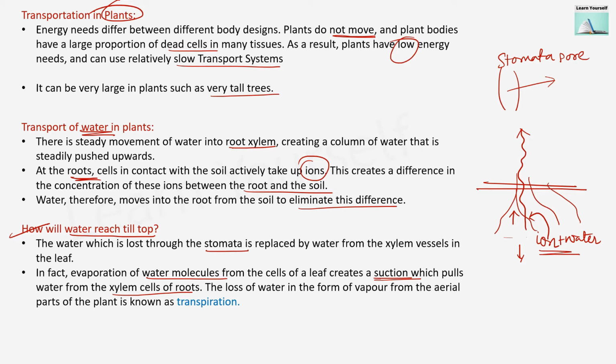So this creates some pull, and this pull is because of the transpiration. That's why it is known as transpiration pull: now in the leaves the water is less, and this will create some suction which will pull the water from the roots and it will reach till the leaves. So this is known as transpiration pull. The loss of water in the form of vapor from the aerial parts of the plant is known as transpiration. Now because of this transpiration, the water will reach from root till the shoot.